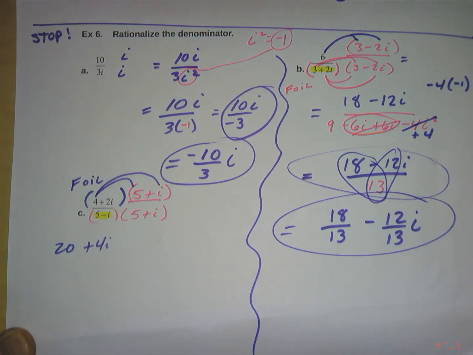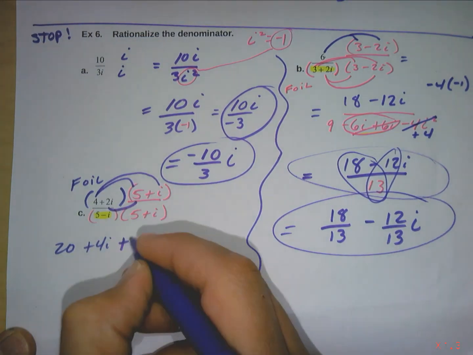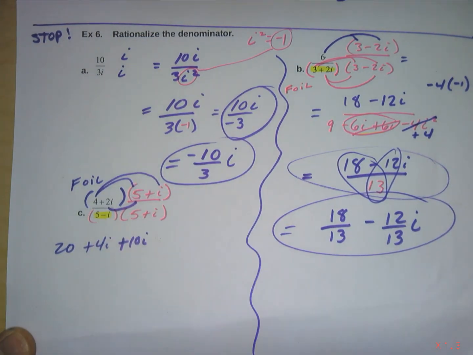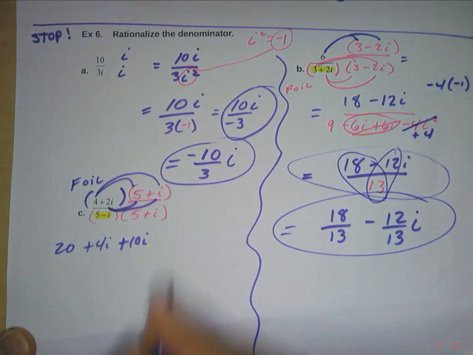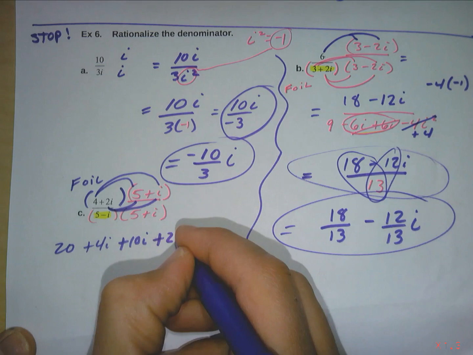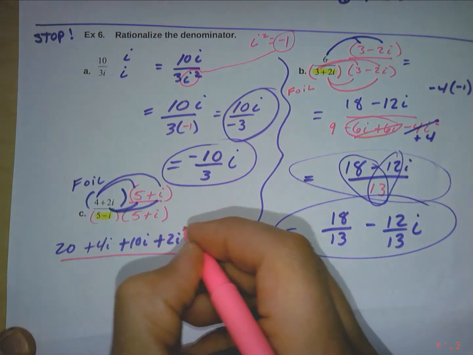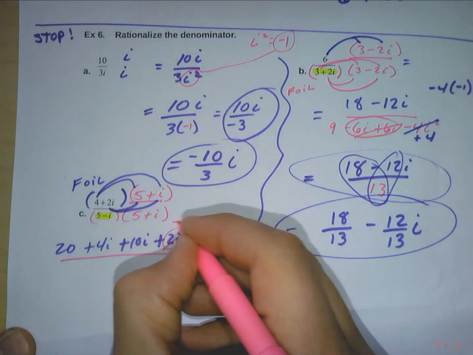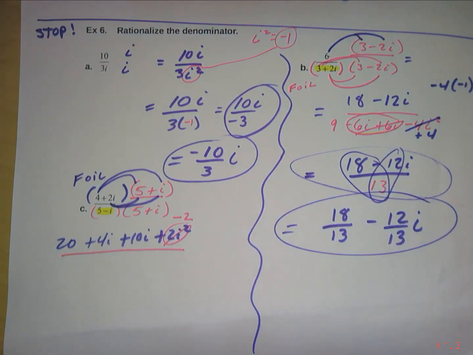So far, so good. I'm going to take this 2i times 5. That's what, 10i. And then last but not least, I got 2i times i. That's 2i squared. Do you remember what i squared is? That's -1. So I always just rewrite this to be -1 times 2 is -2. We okay with that?